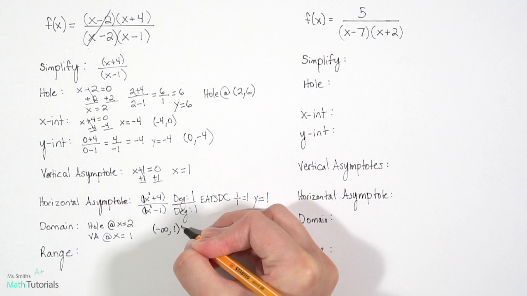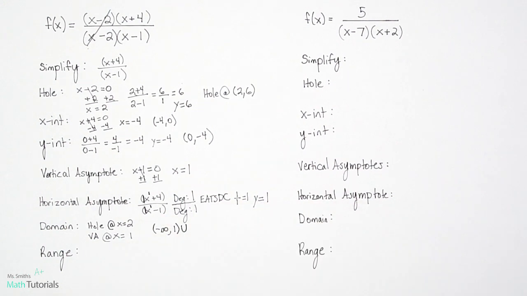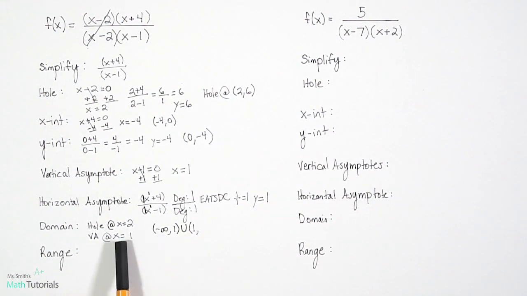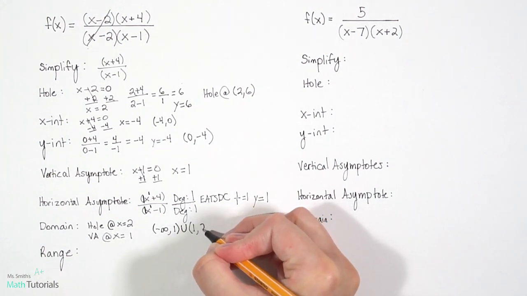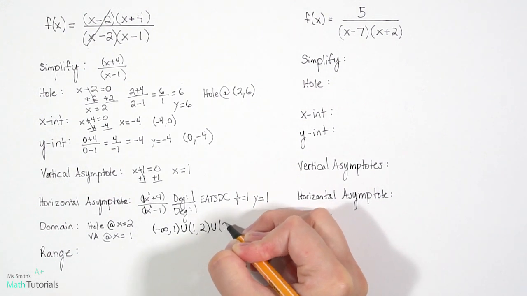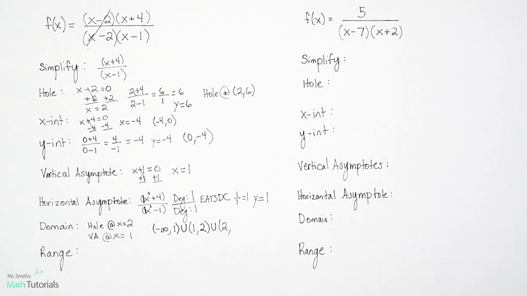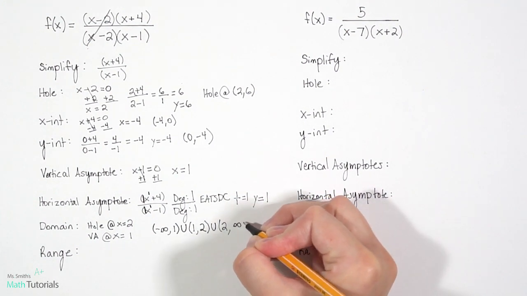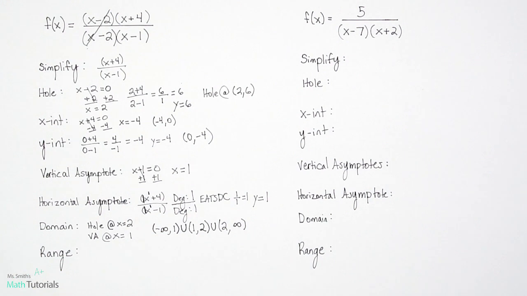And we use this U, which in math means union, to show that we've got a gap right here from 1 to 1. And then we pick back up with the next highest number, so 2. So we've got another gap from 2, union 2. And then it just continues on from there to positive infinity. So that's the formal way to write it.